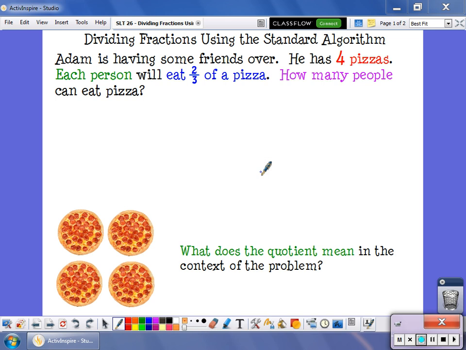We're going to divide fractions using the standard algorithm. The standard algorithm for dividing fractions says you're going to multiply by the multiplicative inverse of your second fraction. So let's start with this word problem.